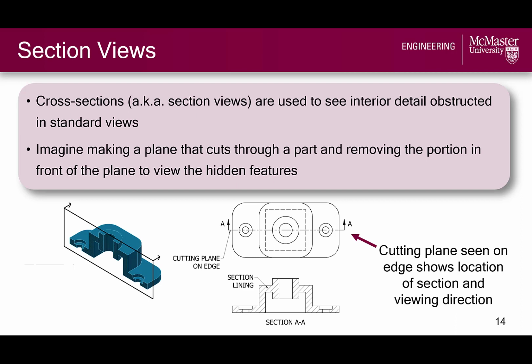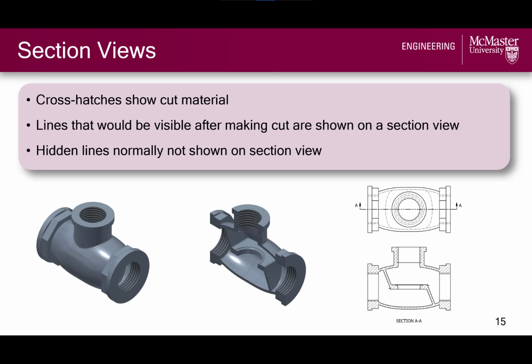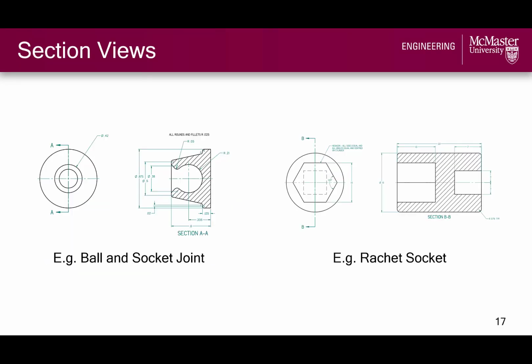In section views, we use cross-hatching or section lining to indicate the cut material, which we can see in this example as well. With section views, lines that would be visible after making the cut are shown as visible lines, while hidden lines normally aren't shown to keep section views more readable. Here are some more examples of simple section views.